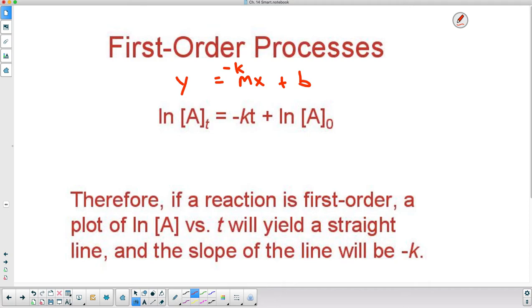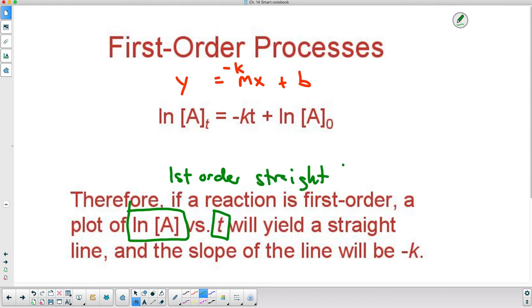So therefore, if it is a reaction of first order, a plot of the natural log of A versus time will give you a straight line. This is key. I'm going to use a different color to make sure that you see this. Okay, a straight line. Good. And the slope of that line will be the negative k.